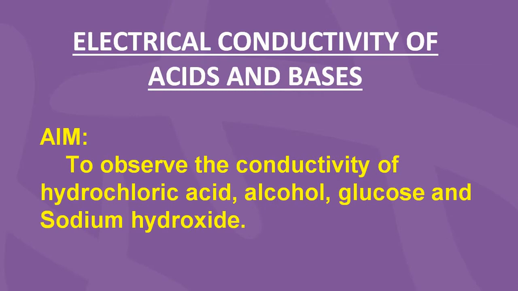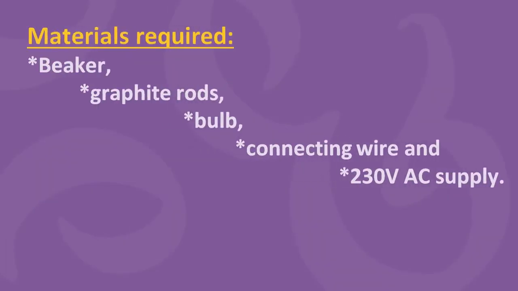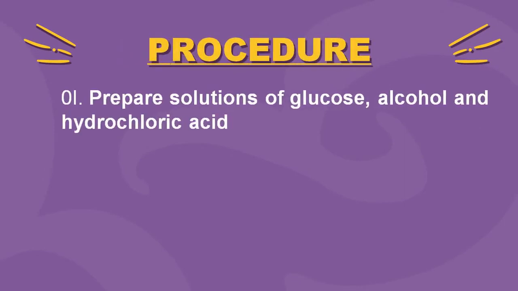Aim: to observe the conductivity of hydrochloric acid, alcohol, glucose, and sodium hydroxide. Materials required for this experiment: beaker, two graphite rods, bulb, connecting wires, and 230 volts AC supply. Procedure: prepare solutions of glucose, alcohol, and hydrochloric acid.